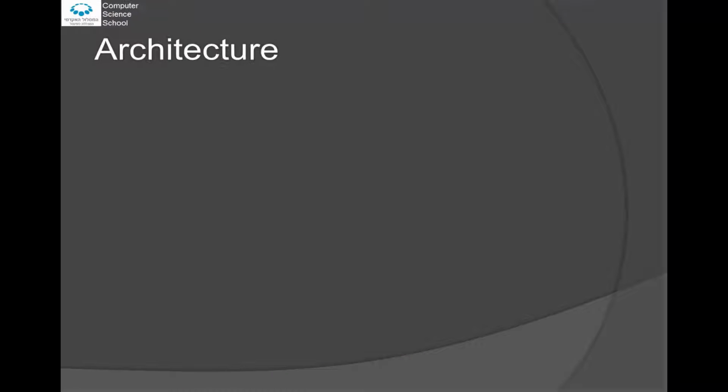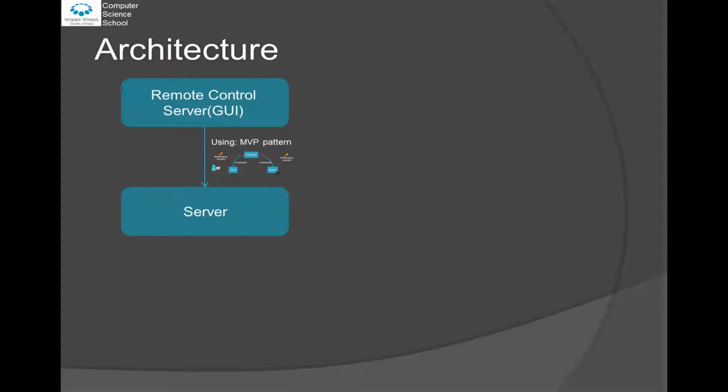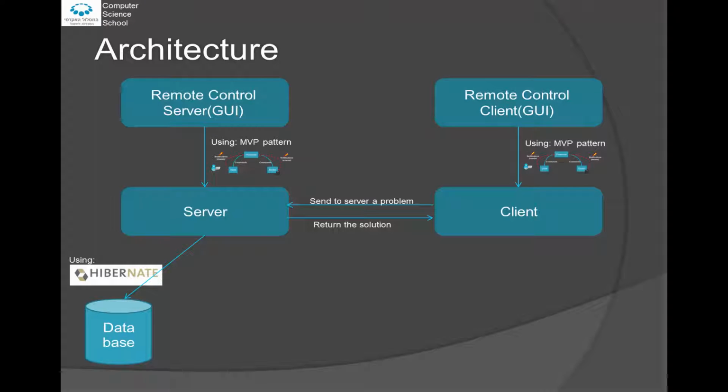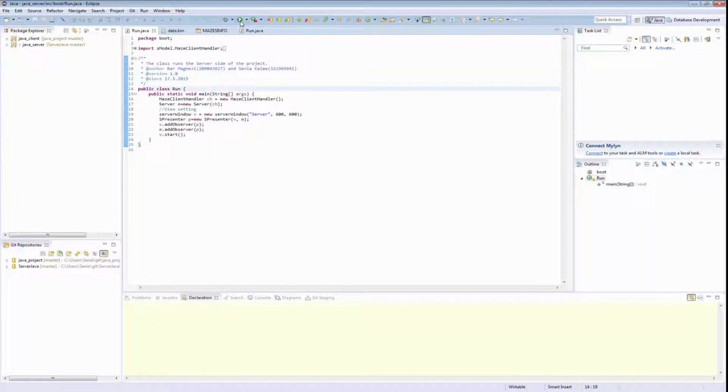Our project architecture is where a remote control GUI starts the server using our MVP pattern, and another client GUI remote starts the online model client, our player. Then the client sends a problem, basically a command, to the server, where the server calculates the solution and sends it back to the client. This connection is made using separate TCP connections over the internet. After that, the server stores the calculated solution to a database using Hibernate or to a file using the Huffman coding algorithm. First of all, we'll demonstrate how our server works.